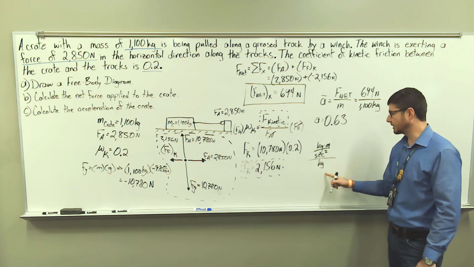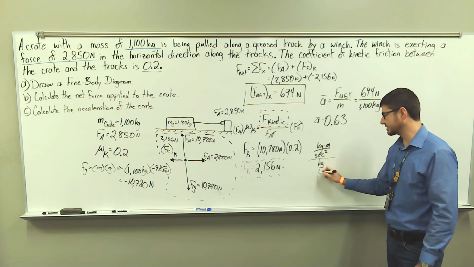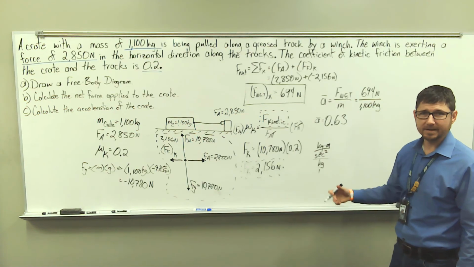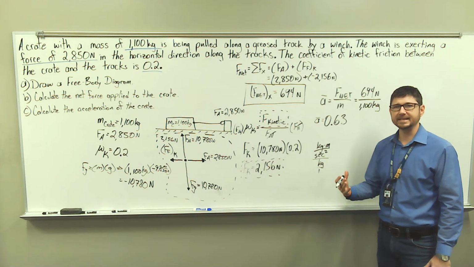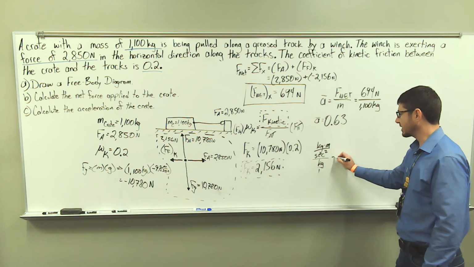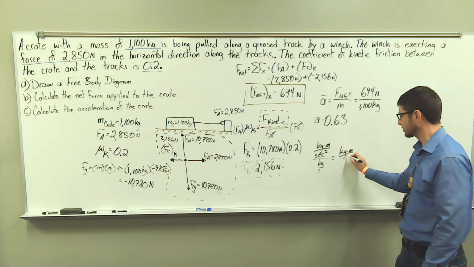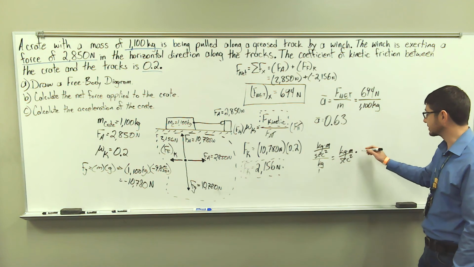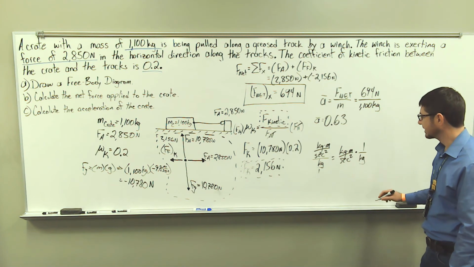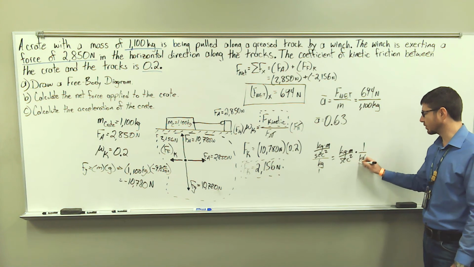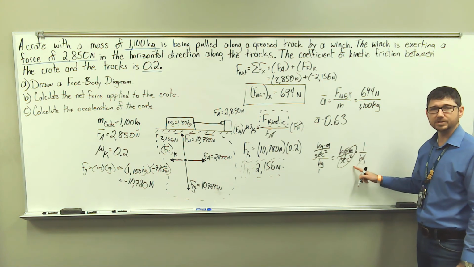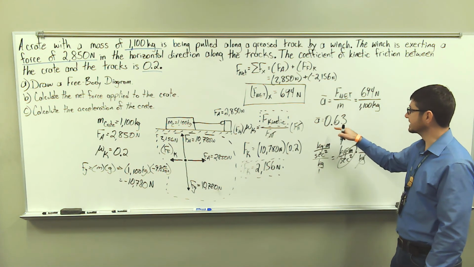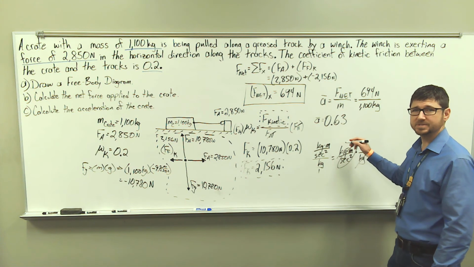And algebraically, we can write our denominator as kilograms over 1. And let's think about the old algebra rule that tells us whenever we divide fractions, it's like multiplying by the inverse of the denominator. So what I have is kilogram meters per second squared times the inverse of the denominator, which is going to be 1 over kilogram. As you can see, the units of kilograms are going to cancel out, leaving us with units of meters per second squared. So the acceleration of the crate is 0.63 meters per second squared.